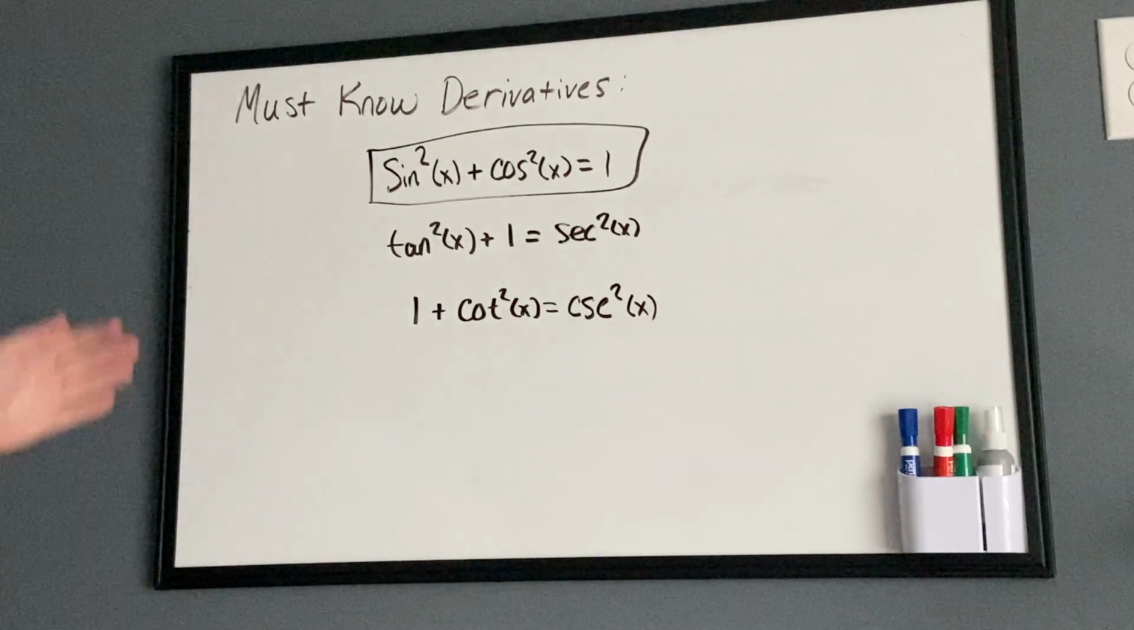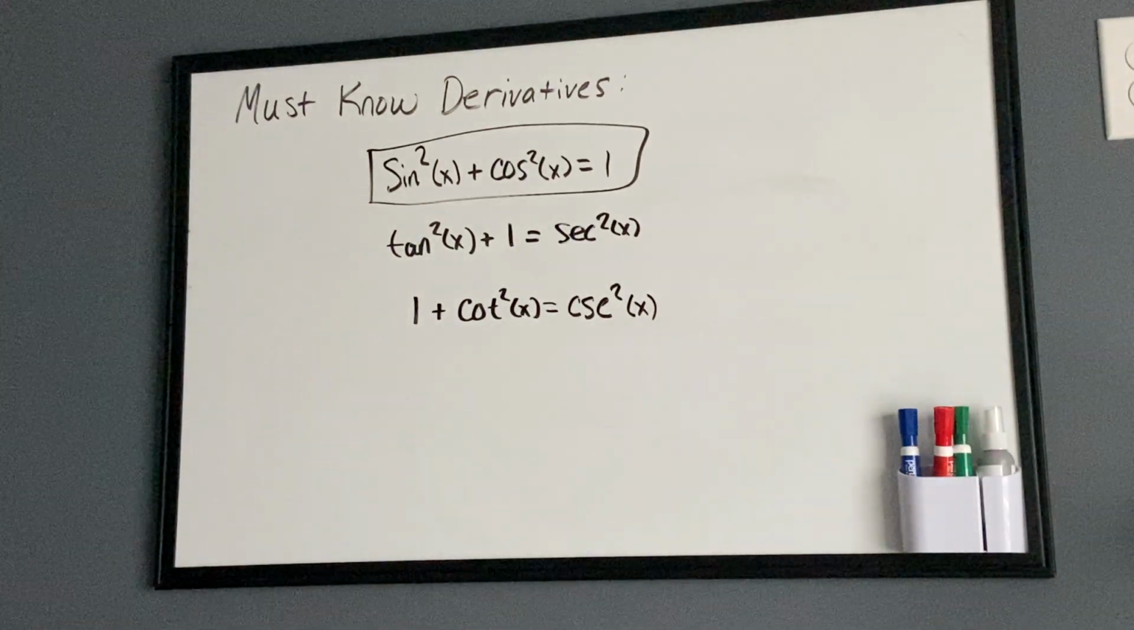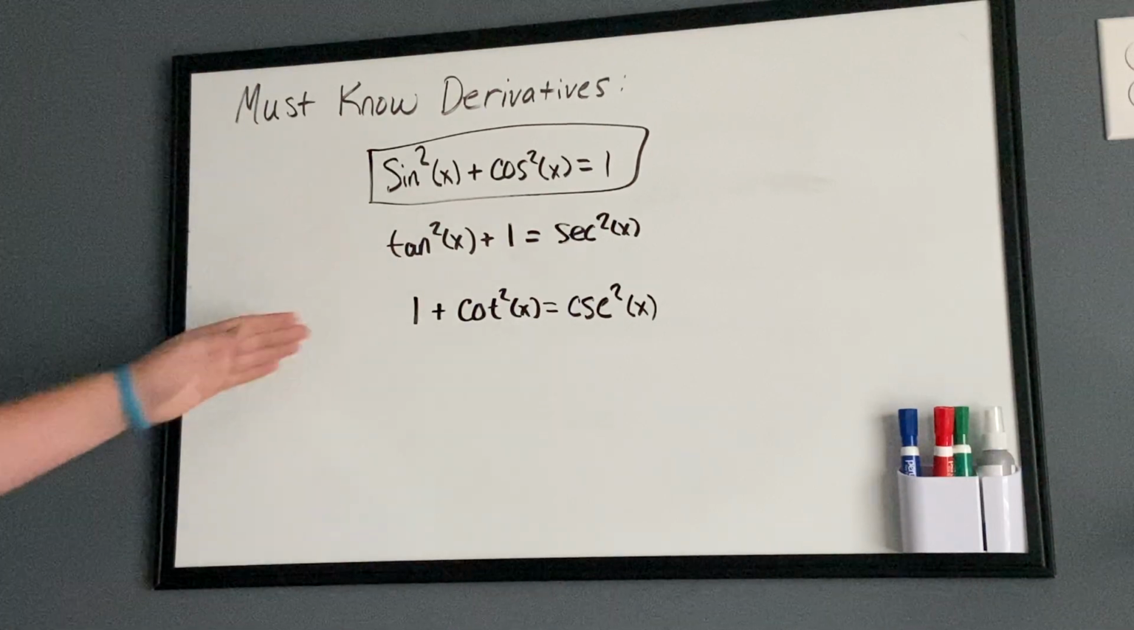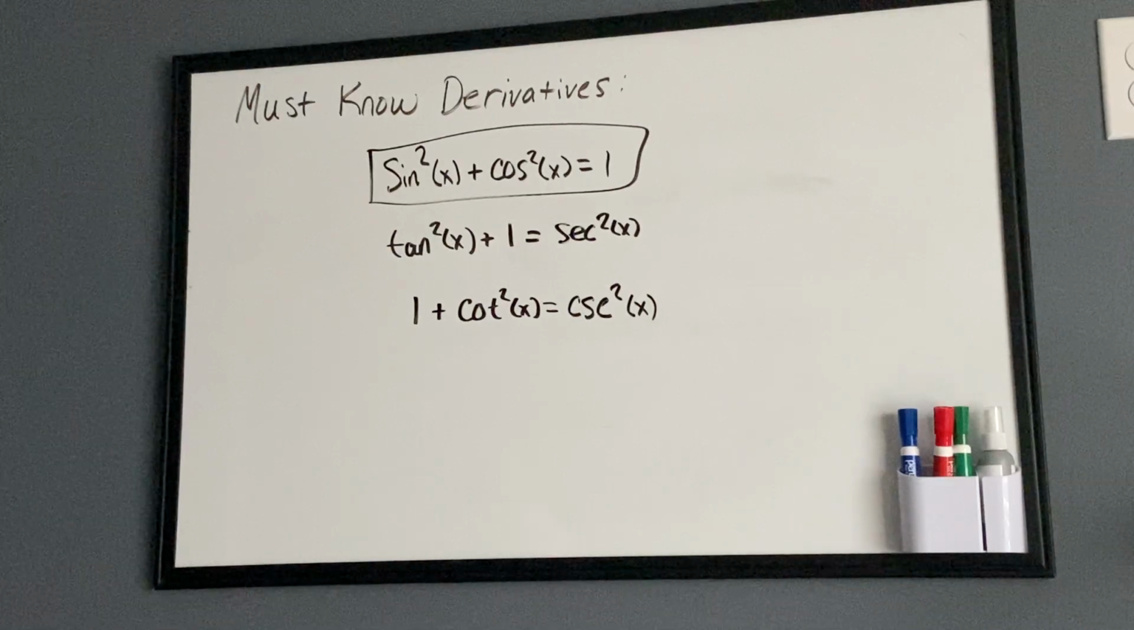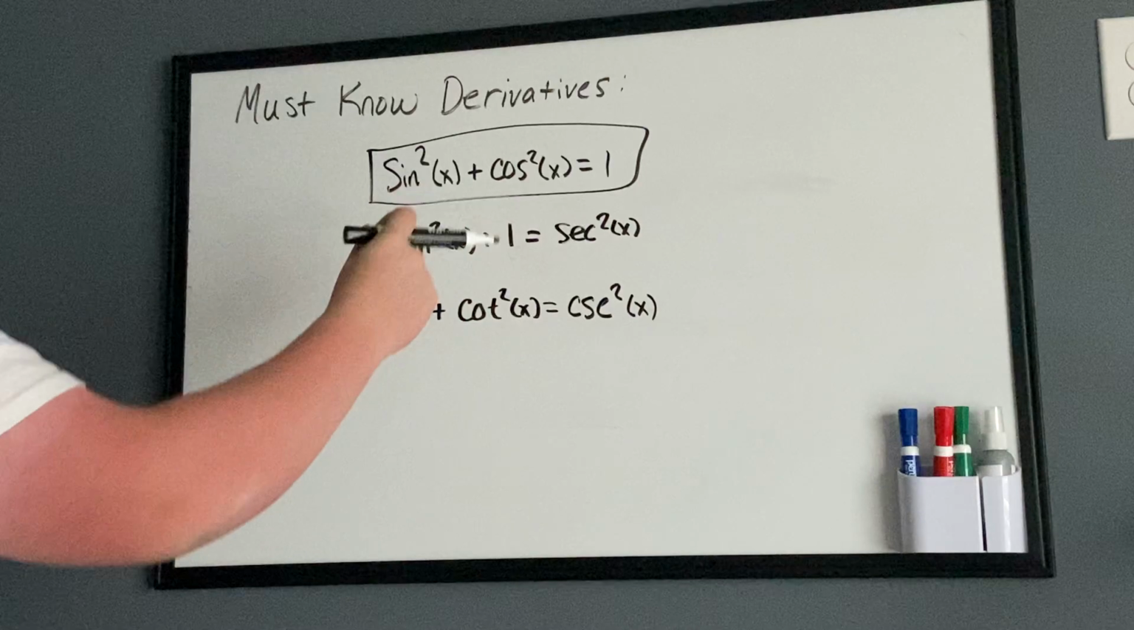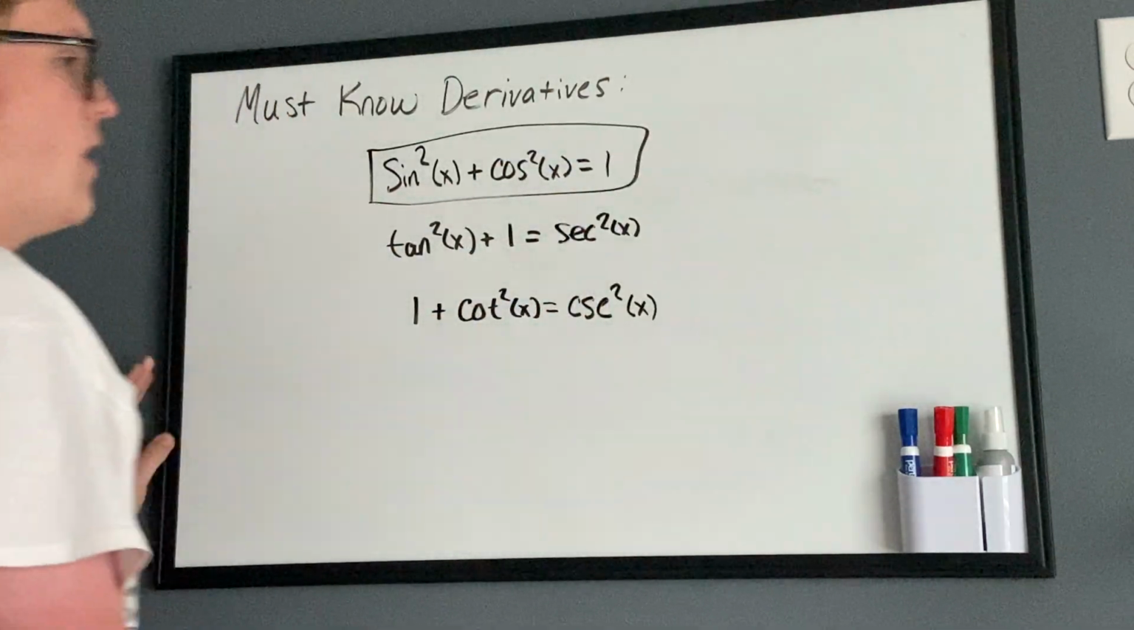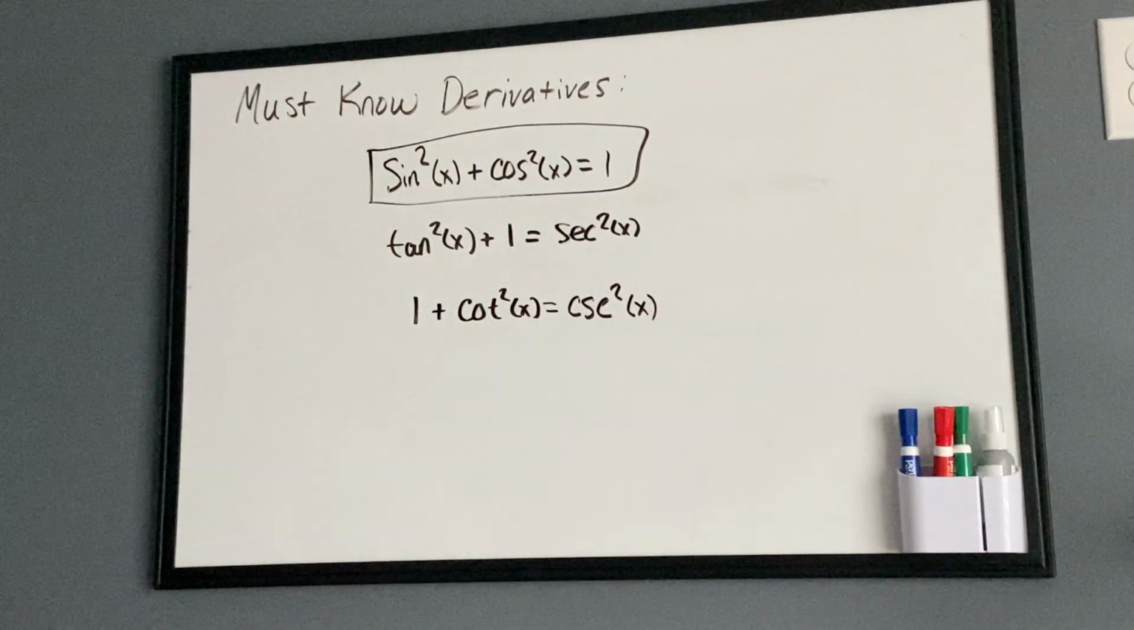Now, these you probably won't be using for derivatives, but if you get an answer where you have one of these identities in a numerator or denominator anywhere, you can simplify those into their counterparts. So if you have a sine squared plus cosine squared, that's going to simplify down to 1, and it'll make it a lot easier to work with.